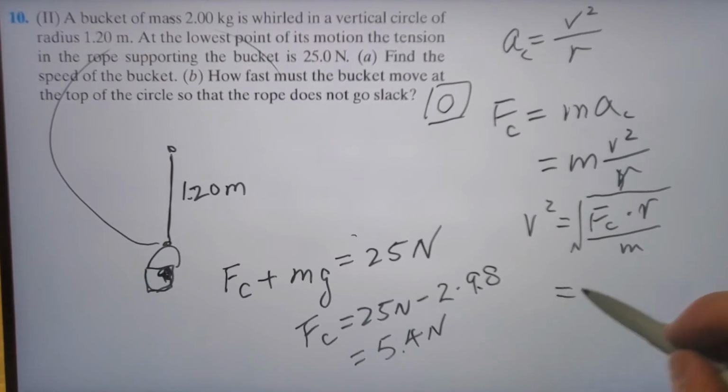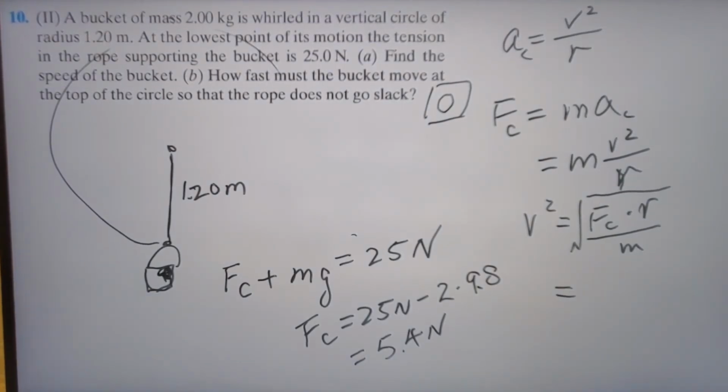So it is equal to 5.4 times r, r is 1.2, so times 1.2, and then divided by m, divided by 2. Take the square root of it. Oops, I made a mistake somewhere. Taking the square root of the answer, I get 1.8. So velocity is 1.8 meters per second. That's part A.